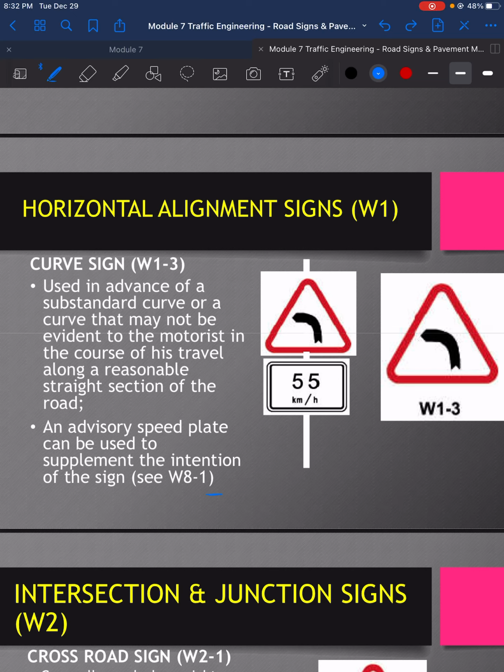An advisory speed plate can be used to supplement the intention of the sign. So, ito, nilalagyan pa natin ng advisory speed plate. So, parang nilalagyan ng speed limit doon sa sasakyan as it approaches the curve.